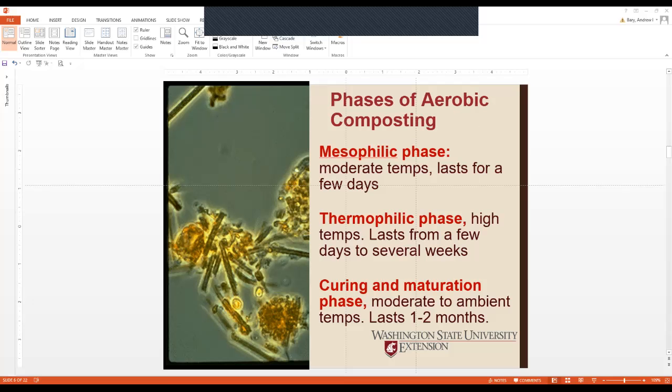So we have 4 different phases. We have the mesophilic stage, which is characterized by moderate temperature and lasts for a few days in a good aerobic pile. And then once you've gone through the mesophilic stage, you go into the thermophilic stage, which is characterized by high temperature and lasts for a few days to several weeks, depending on the feedstocks you have, and how much energy you have in your pile. And then after that, you go to the curing and maturation. These are generally characterized by moderate to ambient temperatures. And these can last from 1 month to 2 months, up to 6 months or more, depending on the energy of your pile and how often you're going to use your pile.